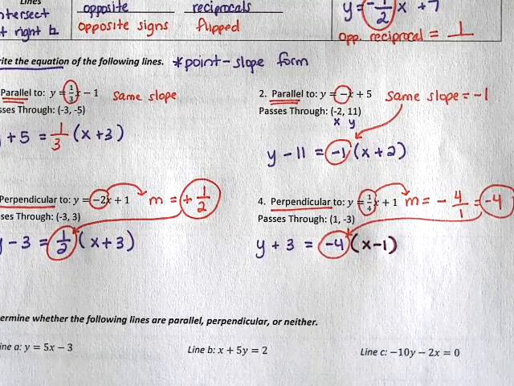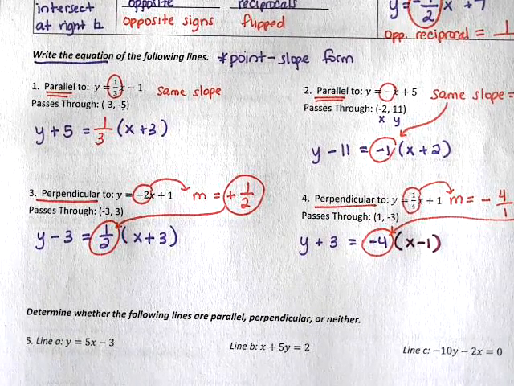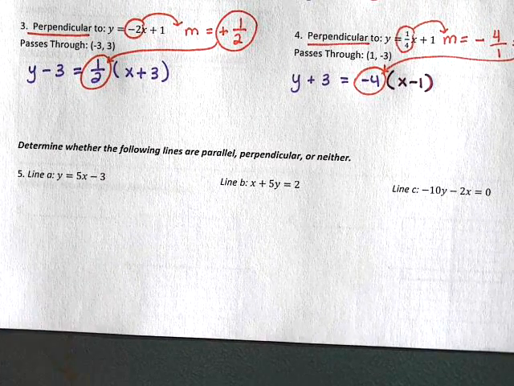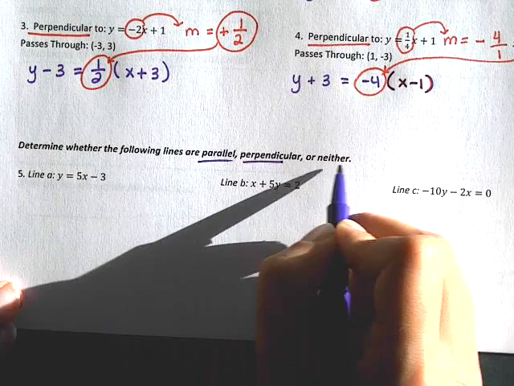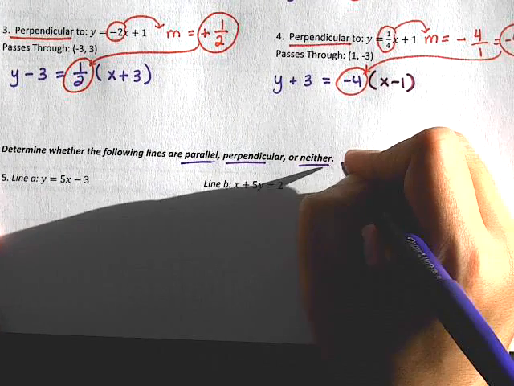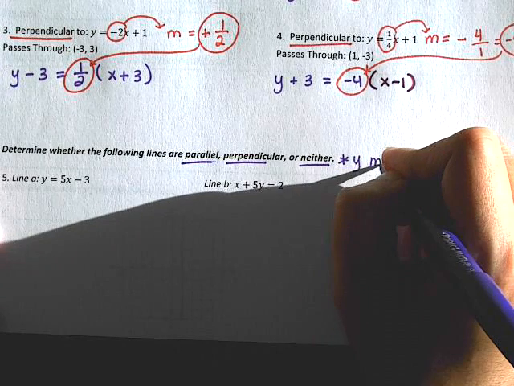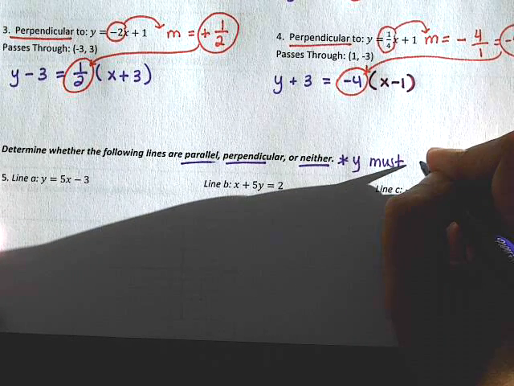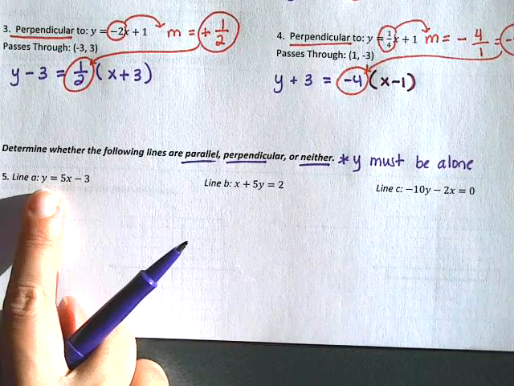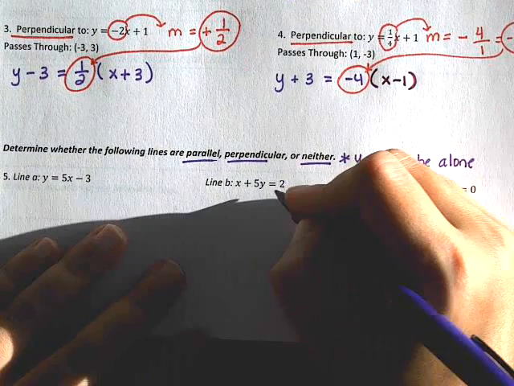Now, last but not least, sometimes I'm going to give you a problem that just says, here's a bunch of lines. Tell me who's parallel. Tell me who's perpendicular. Tell me who's neither. So the first thing is y has to be by itself. That way we can tell what slope we are working with. So, good to go for line A. Line B, we got to do a little work.